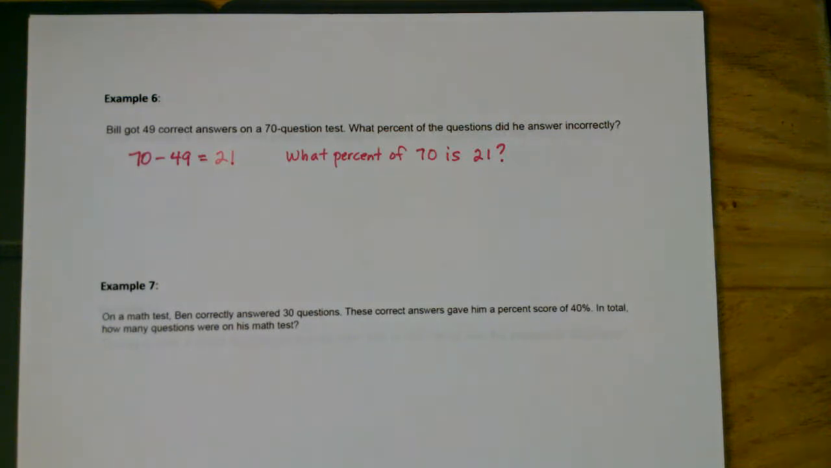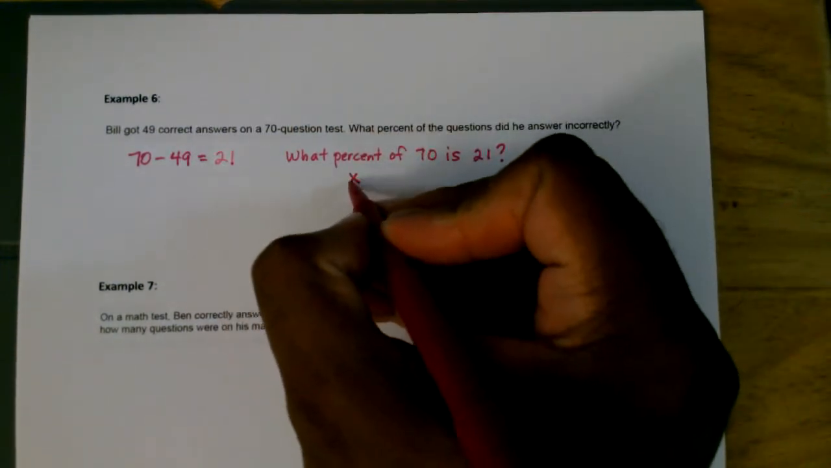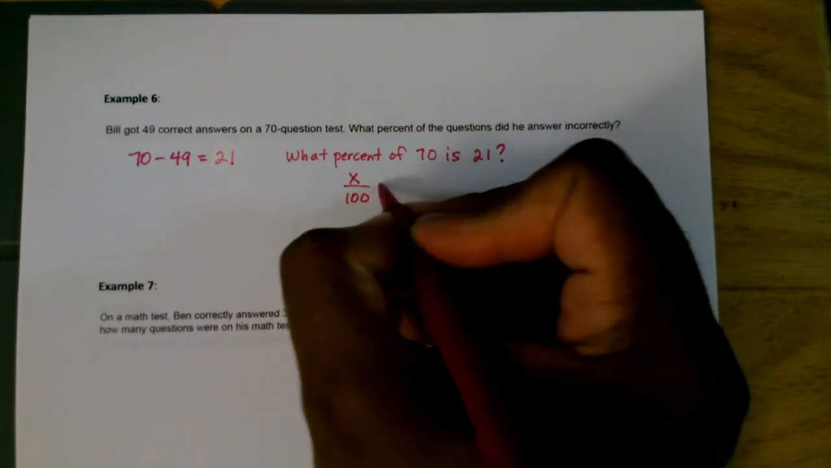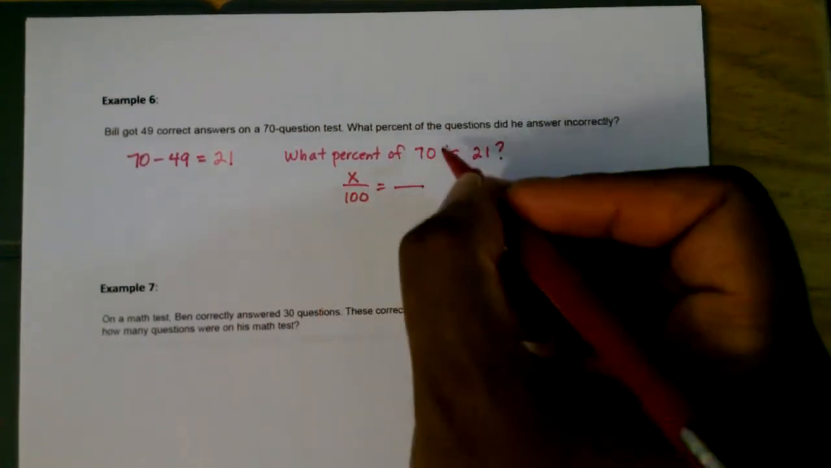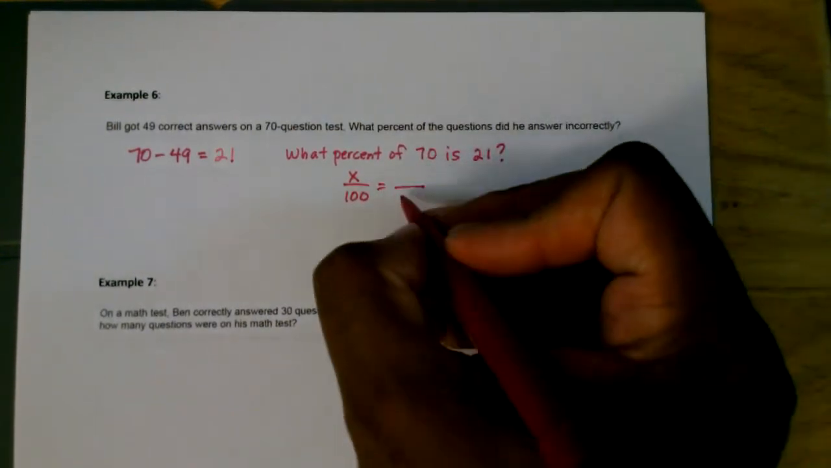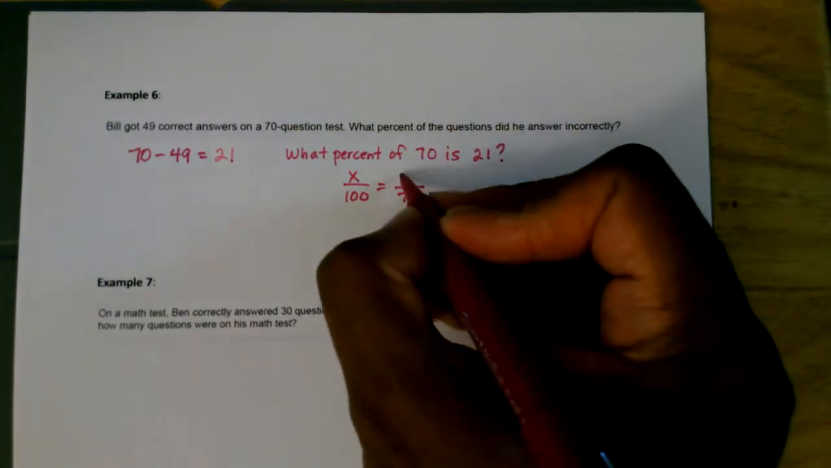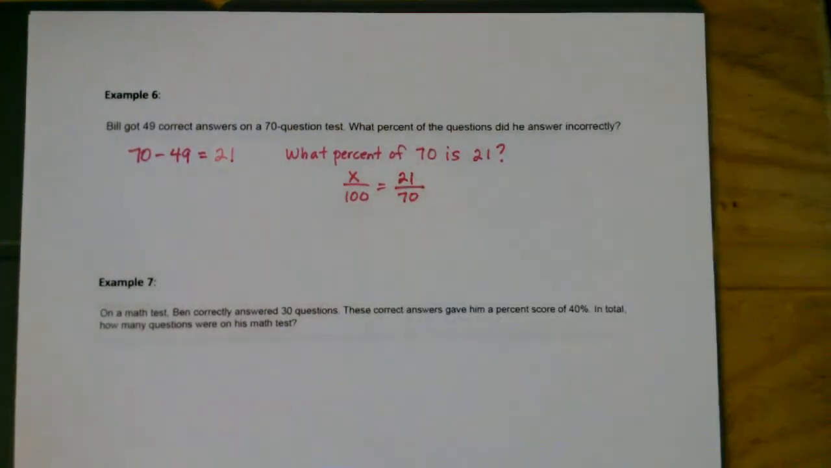Now, if you want to, you can write this as a proportion if this works best for you. What percent would be, let's say, X over 100. And then that's equal to what's after the word of. What's after the word of goes in the denominator. The 70 goes in the denominator. What's after the word is, or next to the word is, goes in the numerator. So this is our proportion. X over 100 is equal to 21 over 70.